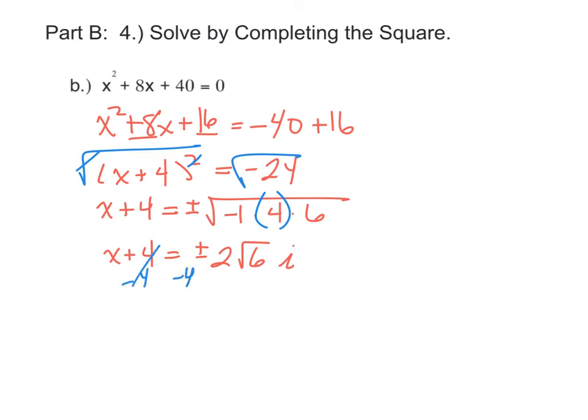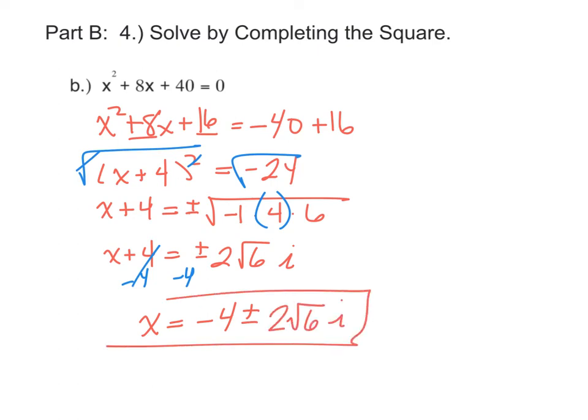And we can't combine that with the 2 that's sitting there. They're not like terms. So my solution is x is equal to negative 4 plus or minus 2 root 6 i. And we just leave it like that.